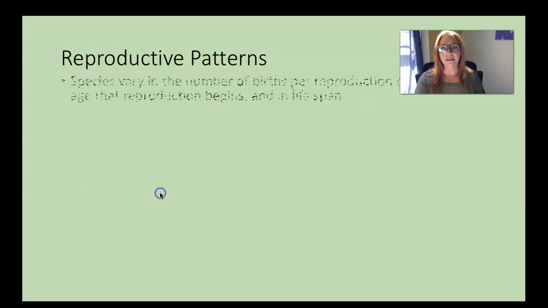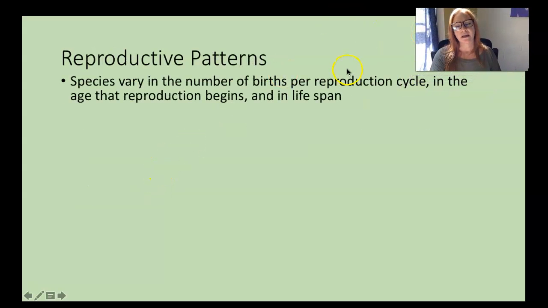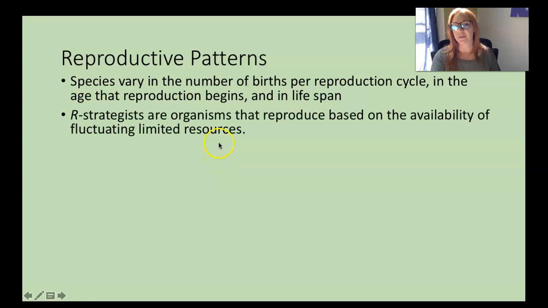Okay. So how do organisms reproduce? There are two major strategies for reproduction, and a strategy is just how many babies you have at one time. That's essentially what a reproductive pattern is. There are two. There are R strategists, and these are organisms that reproduce based on the availability of fluctuating limited resources. That is a lot of big words. That means food. So like here in the Northern Hemisphere, where we have pretty wide temperature and light swings.